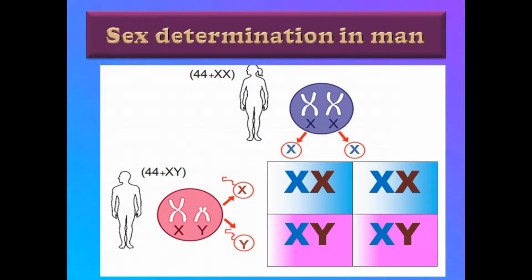It is the Y chromosome of the father. Very, very important. So, which chromosome of which individual determines the sex of the offspring? The Y chromosome in the father determines the sex of the offspring.